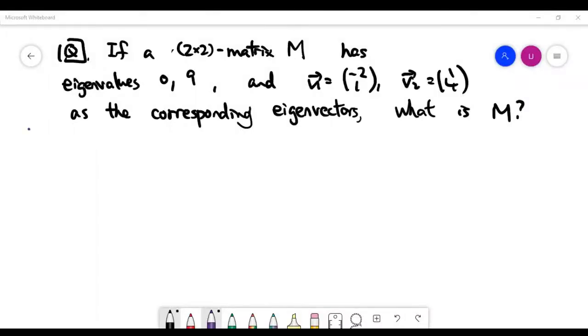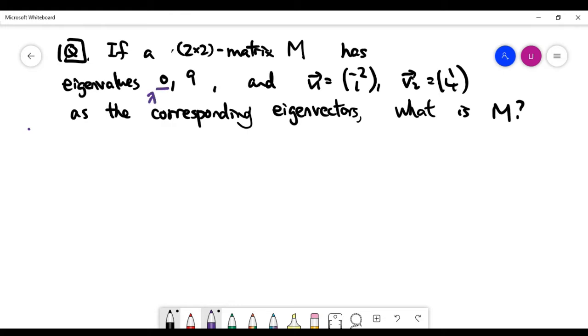So let's look at the current video. I'm giving you a question here. It's pretty interesting to look at the question in this way. I'm not giving you the 2 by 2 matrix. Instead, I actually give you the eigenvalues and the eigenvectors of this matrix M. And I claim that you should be able to find the matrix M. Let's see how to do it.